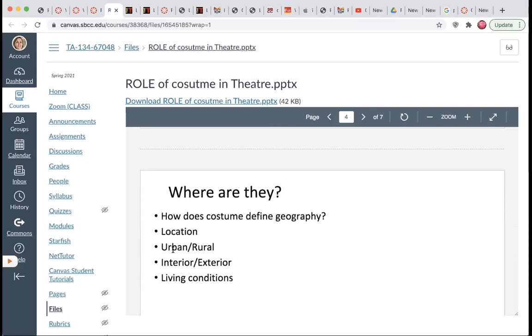How does costume define the geography? So if they're in a dining room, are we going to see the doorman in his uniform? Do we have somebody bringing martinis that's wearing an apron? Do we have other sorts of ways we can tell who they are? What about when we switch to Julia on the phone?